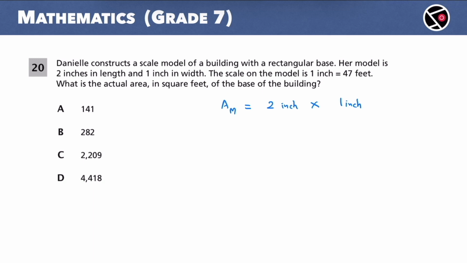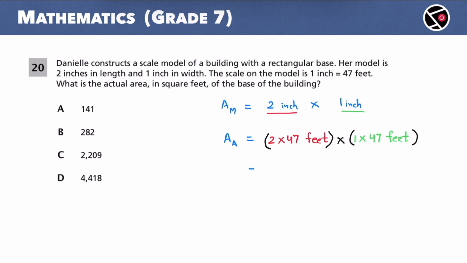We have to find the actual area. We have to scale the model to reality. We know 1 inch in the model is equivalent to 47 feet. So this 2 inch translates to the actual model as 2 multiplied by 47 feet. Similarly, this 1 inch will translate into the actual model as 1 times 47 feet. So 2 inch became 2 multiplied by 47 feet, and 1 inch became 1 multiplied by 47 feet.